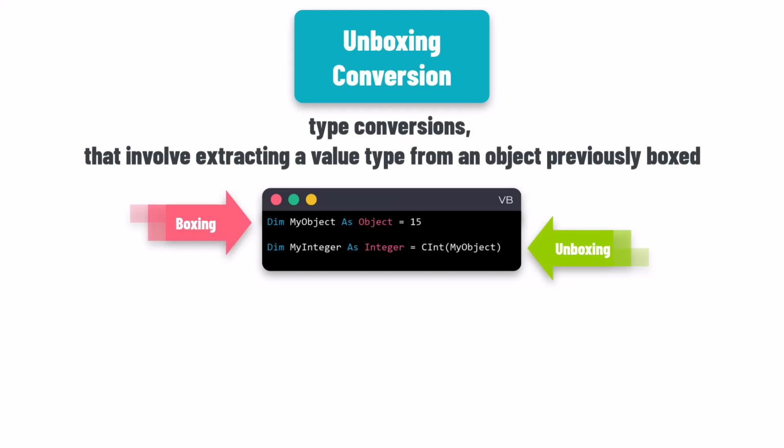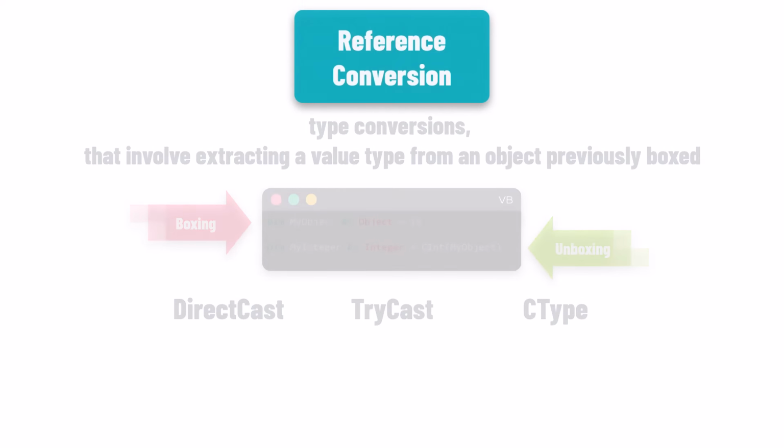There are many different functions which can be used for unboxing conversions. Some of them are direct cast, try cast, CType, etc. You can use these functions to unbox a value from an object. That's all about unboxing conversions. Let's now switch to the second conversion type, reference conversion.